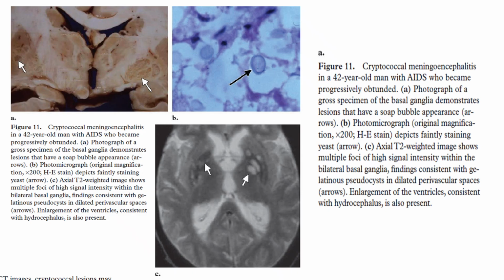Third photo, axial T2 weighted image showing multiple foci of high signal intensity within the bilateral basal ganglia, findings consistent with gelatinous pseudocysts in the dilated perivascular spaces. Enlargement of the ventricles, which is consistent with hydrocephalus, is also present.